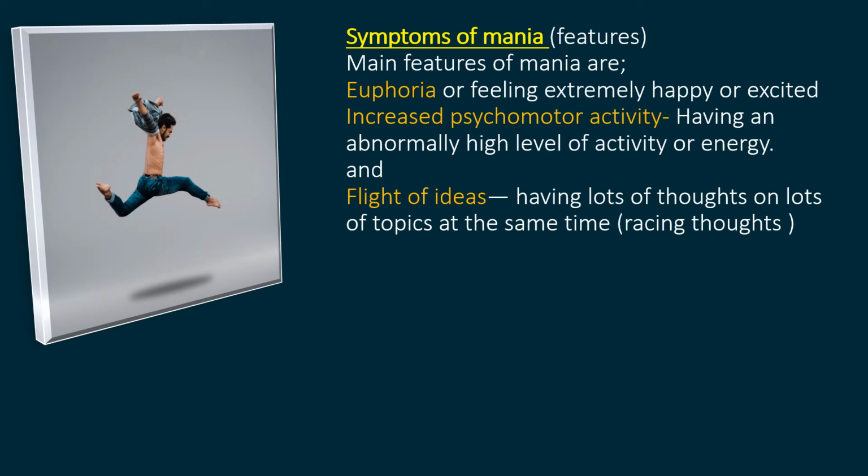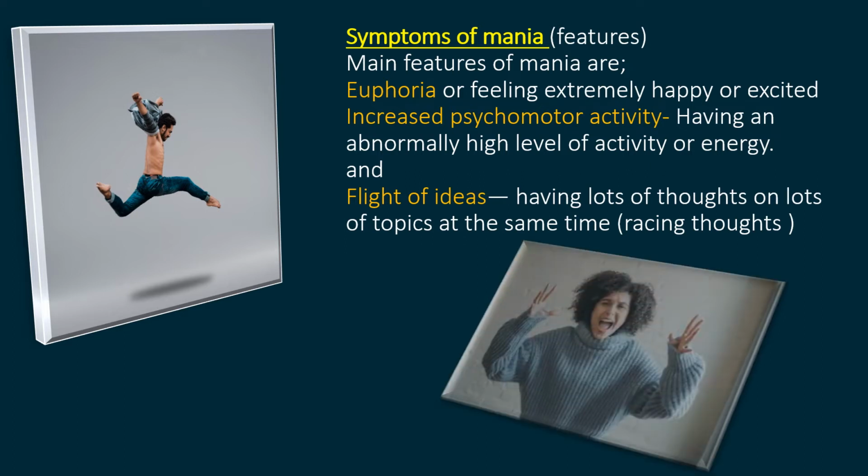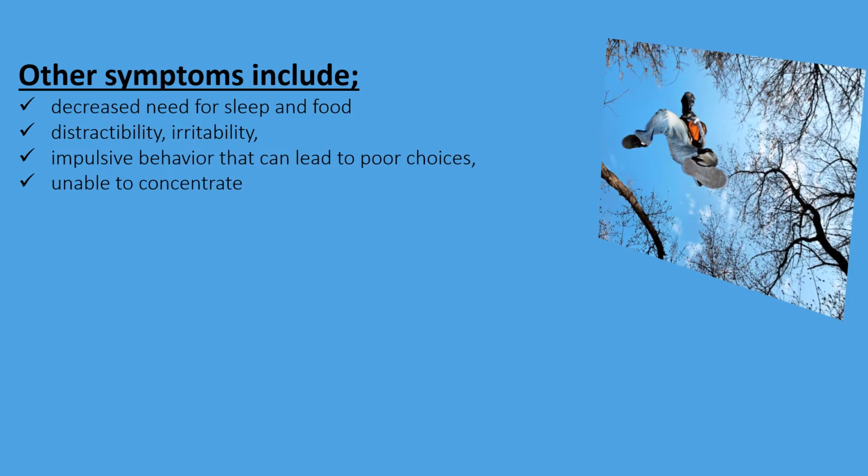Symptoms of mania. Main features of mania are euphoria or feeling extremely happy or excited, increased psychomotor activity or having an abnormally high level of activity or energy, and flight of ideas or having lots of thoughts on lots of topics at the same time. Other symptoms include decreased need for sleep and food, distractibility, irritability, impulsive behavior that can lead to poor choices, unable to concentrate, inappropriate social behavior, poor judgment and hypersexual, pressure of speech.